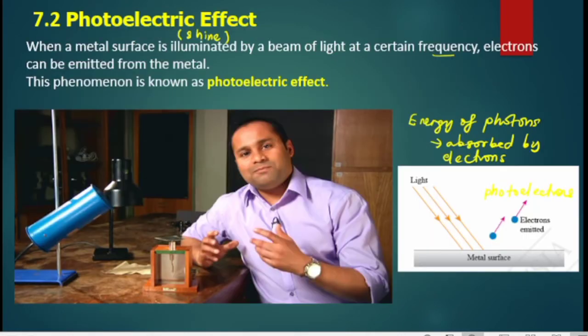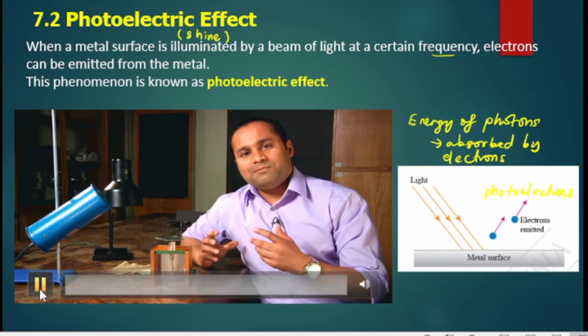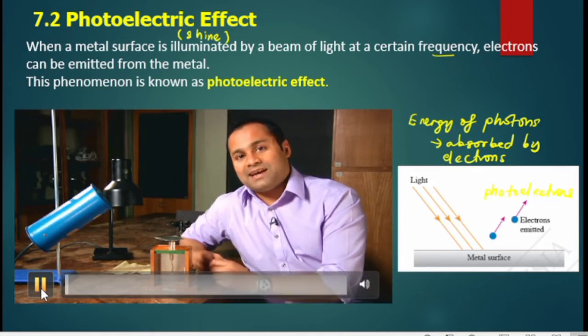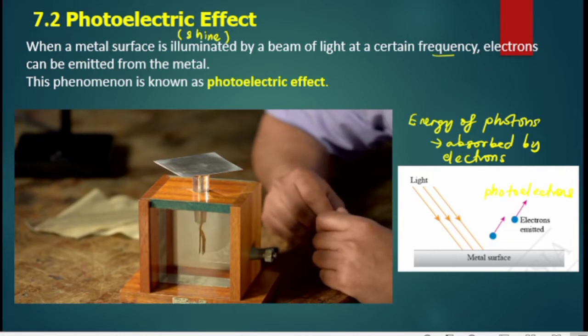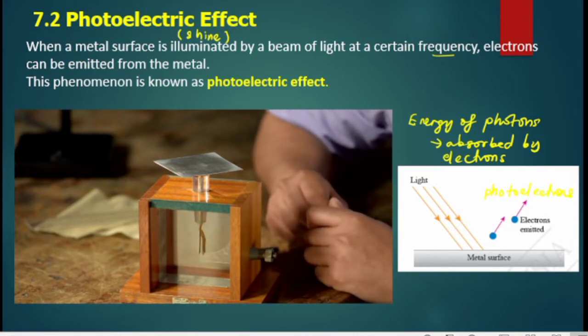What is the meaning of photoelectric effect? We have discussed earlier about energy of photons. Energy of photons is absorbed by electrons when light is shined onto a metal surface. When a metal surface is illuminated by a beam of light of certain frequency, electrons can be emitted from the metal. So this phenomenon is known as photoelectric effect. The video here shows one activity of photoelectric effect.